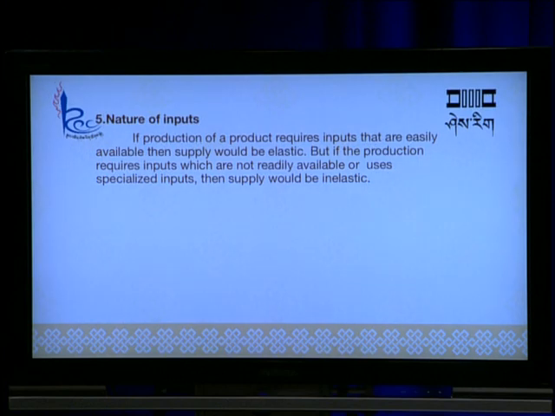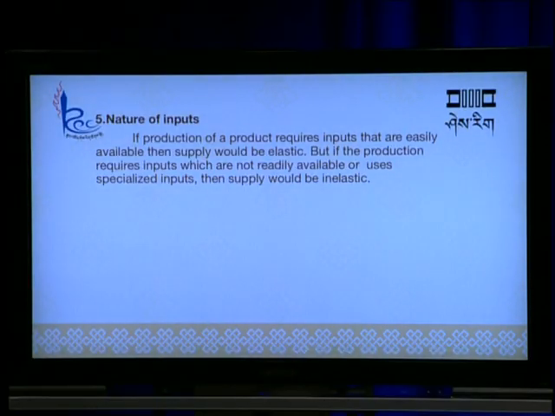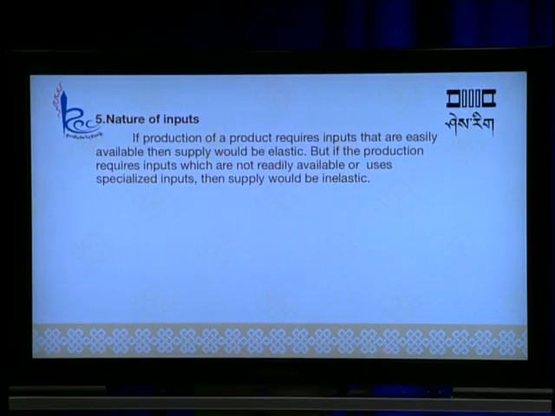The fifth factor is the nature of inputs that are required in the process of production. If the production of a commodity requires the use of inputs that are readily or easily available, the supply is going to be more. So, in this case, supply is elastic. But if the production of a product requires some specialized inputs, or inputs that are not readily or easily available, then the supply is going to be inelastic.